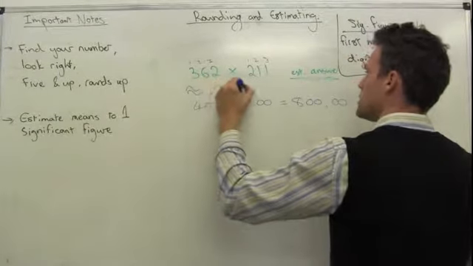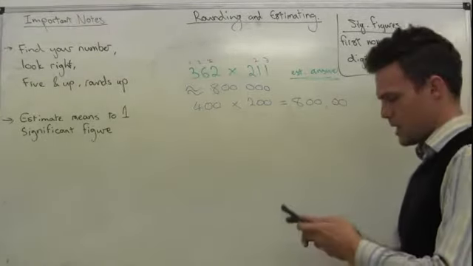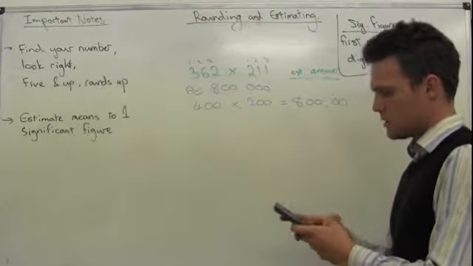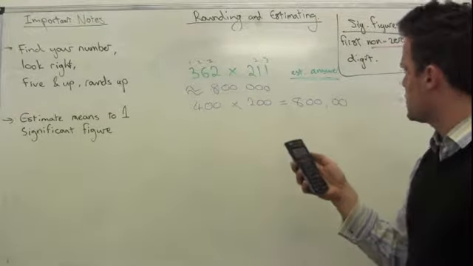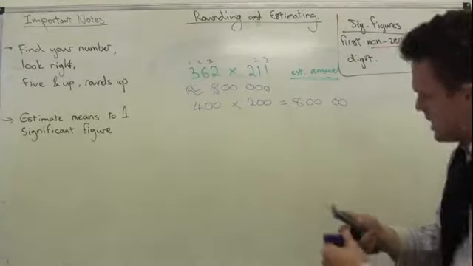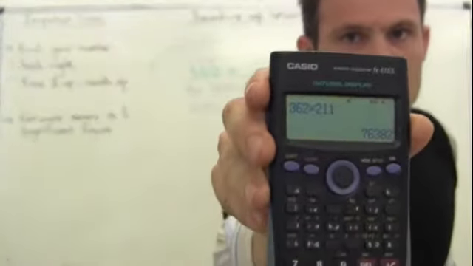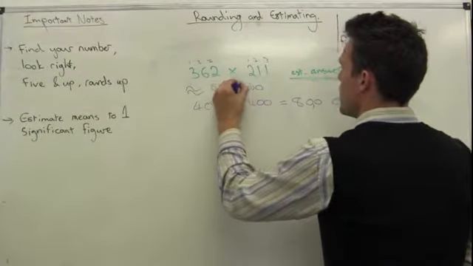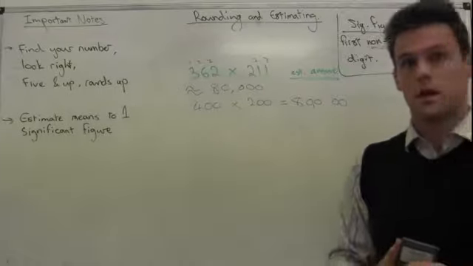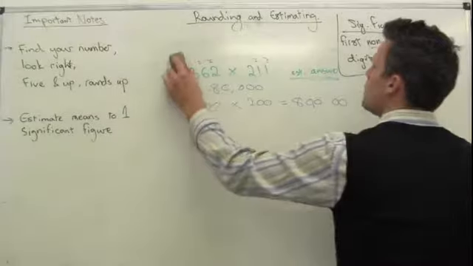So an estimate to this answer, and I use a curly equal sign to show it's an estimate, that'll be approximately 800,000. If I actually take my calculator and I put in 362 times 211, I end up with 76,382, which obviously is very close to 80,000 in terms of an answer. So this as an answer will be entirely acceptable as an estimate. Okay. When you see estimate, it's asking you to round to 1 significant figure. I'll do one more example of that.